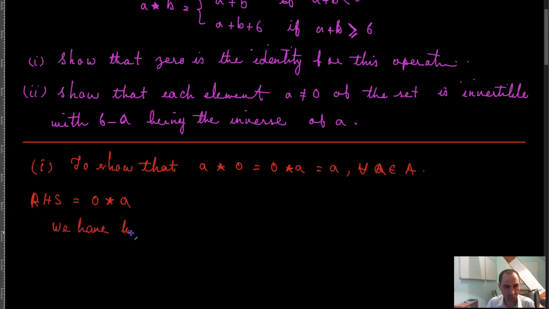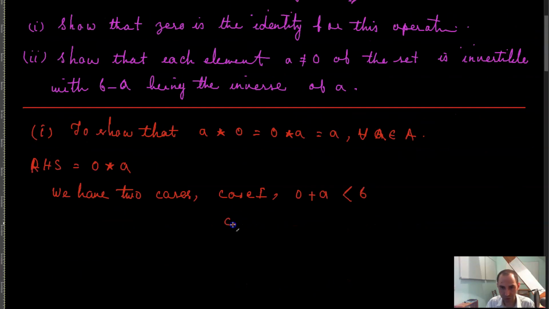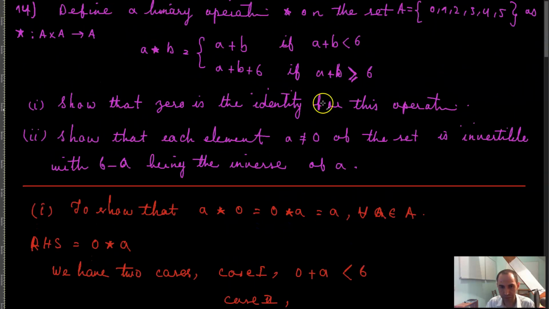We have two cases. Case one would be that A plus B, which means that in this case 0 plus A is less than 6, and case two would be that A plus B, which is basically 0 plus A, is greater than or equal to 6, right?